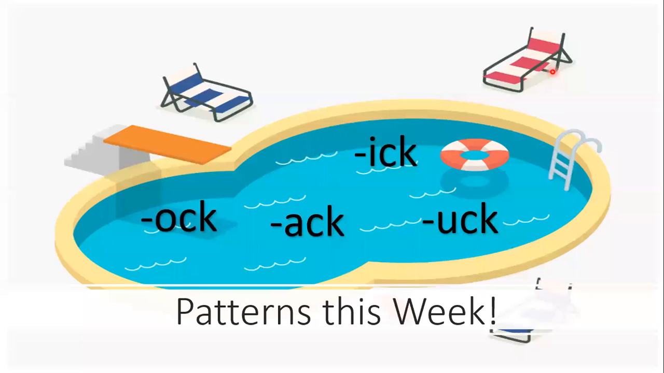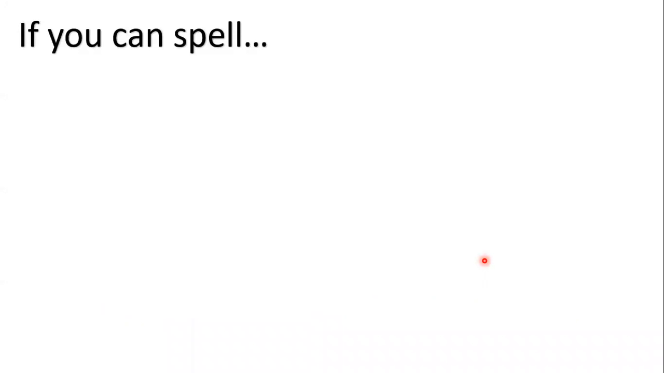So let's take a look. Our patterns this week are going to be 4 different ways that we are going to end a word. Here we have that OCK, which makes that awk sound, so you're going to use that short vowel, awk. And then here we have ICK, and here we have ACK. And then here we have UCK. So these are going to be the 4 patterns that you are going to be using when you do your activities this week.